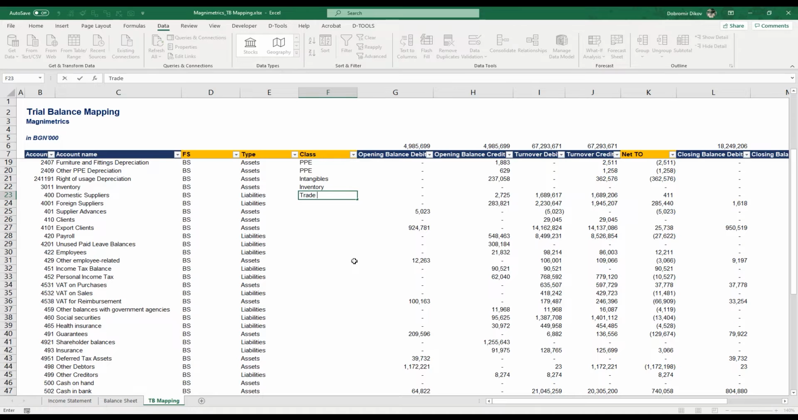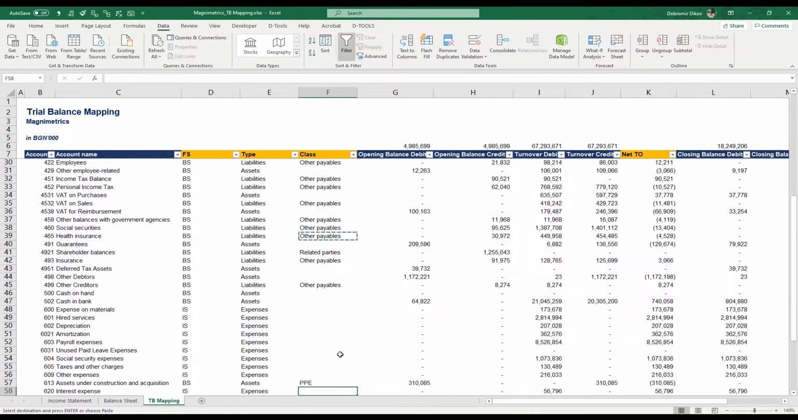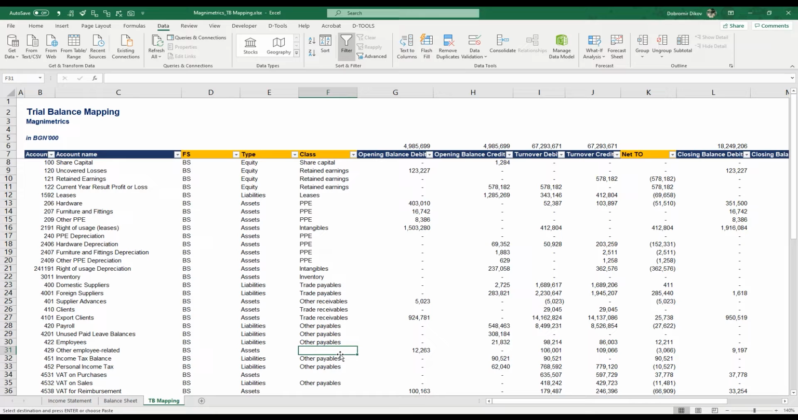Domestic suppliers are trade payables, which also goes for foreign suppliers, for other receivables, advances from suppliers. We have trade receivables, this one as well. We have some other payables, and those are pretty much going to get all the attention. So those intercompany, actually I'm going to call them just related parties, because I don't know if maybe at some point it might become an asset, and it's a good idea to keep the mapping pretty much the same year over year. So our insurance is also in other payables, and other creditors as well. Okay, let's go up here. Other employee related, we have some other receivables here. VAT on purchases as well.